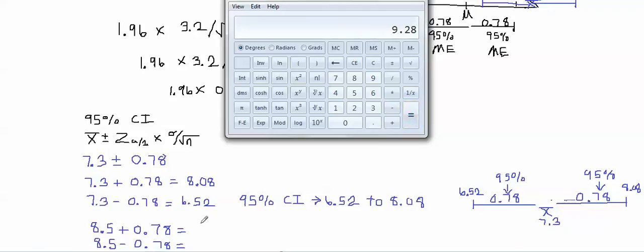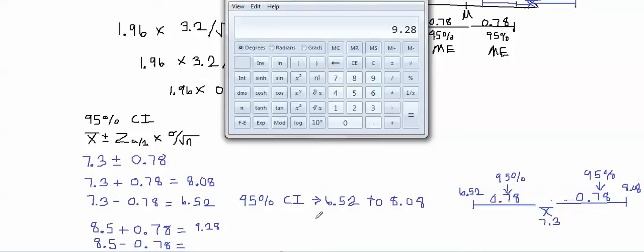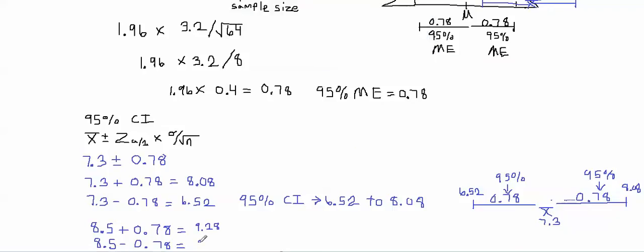This is 9.28. This is, I think, 8.72. So with my new sample, the confidence interval goes from 8.72 to 9.28. So in my second study, I would say I'm 95% confident that the sample mean... I'm sorry, I'm 95% confident that the population mean is between these two numbers.